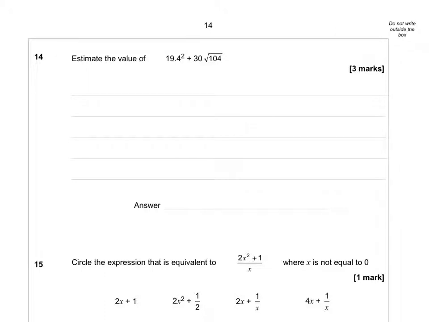I've put question 14 in here because estimation is something that students always seem to struggle with. Remember, when we're estimating, it's trying to make something easy. So I'm going to change 19.4 into 20 because I can square 20 quite easily. Then I'm going to add on 30 times the square root, and instead of the square root of 104, because I can't find that easily, I'm going to times that by the square root of 100.